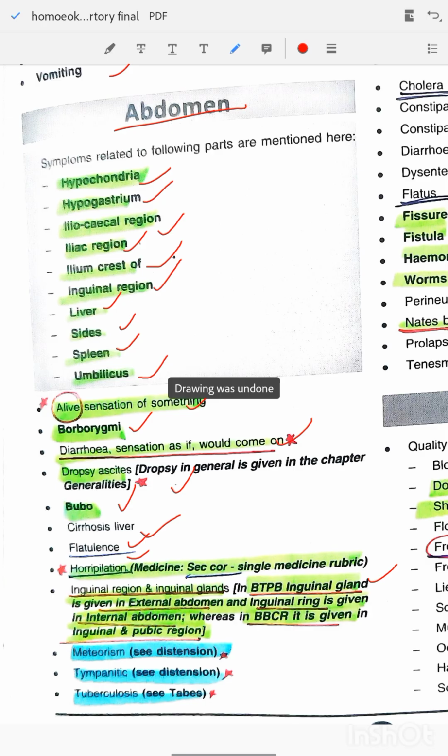In BTPP, inguinal gland is given in external abdomen and inguinal ring is given in internal abdomen. In BBCR, it is given in inguinal and pubic region. Distension is mentioned as meteorism. Distension is also mentioned as tympanitis, and tabes as of tuberculosis.